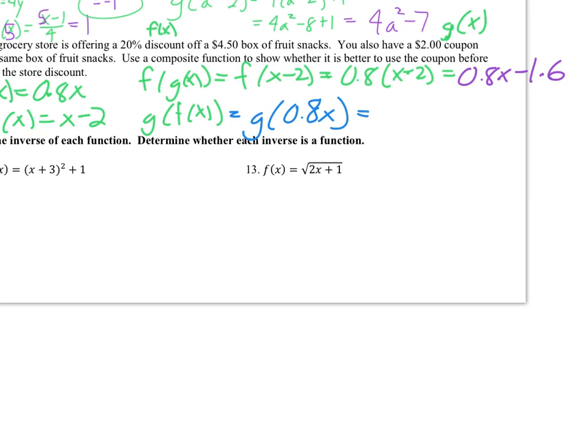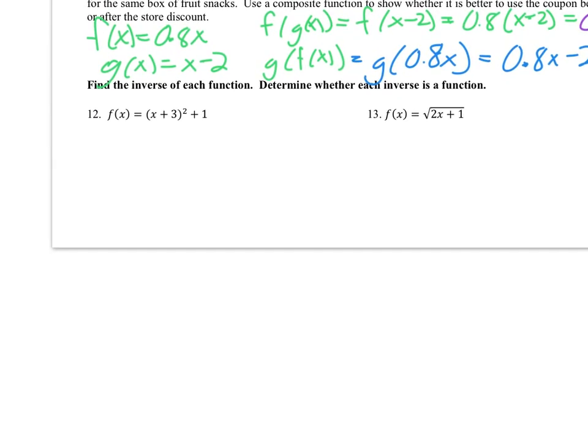And so we get 0.8x minus 2. So you can see between the two, you'd rather have 0.8x minus 2 than 0.8x minus 1.6. The fact that it costs $4.50 doesn't really make a difference. If you wanted to use the $4.50 instead of x, I suppose you could, but it should be clear enough using the x for those.